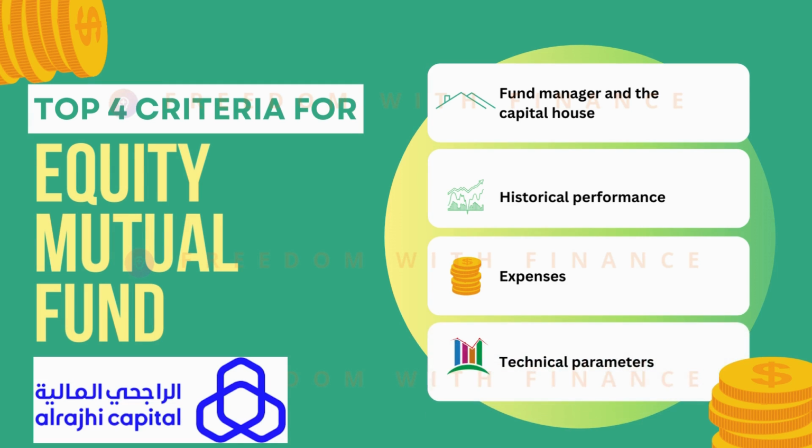And the fourth one is the technical parameters of a mutual fund, like alpha, beta, standard deviation, and the Sharpe ratio that we were considering. So these were the four key buckets.